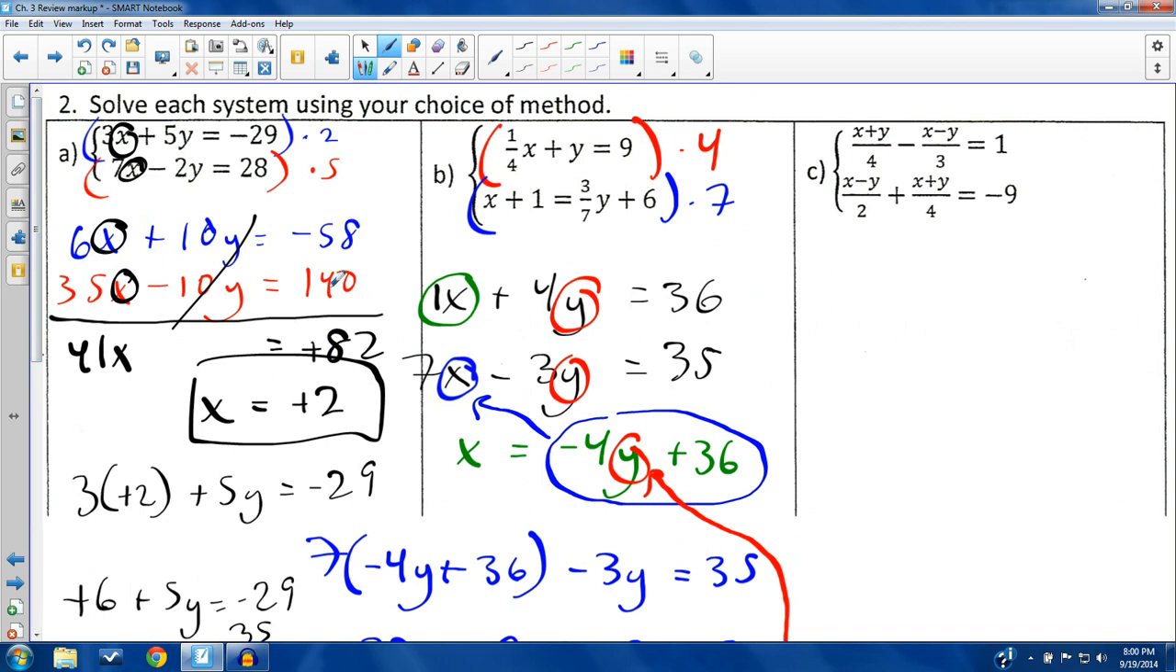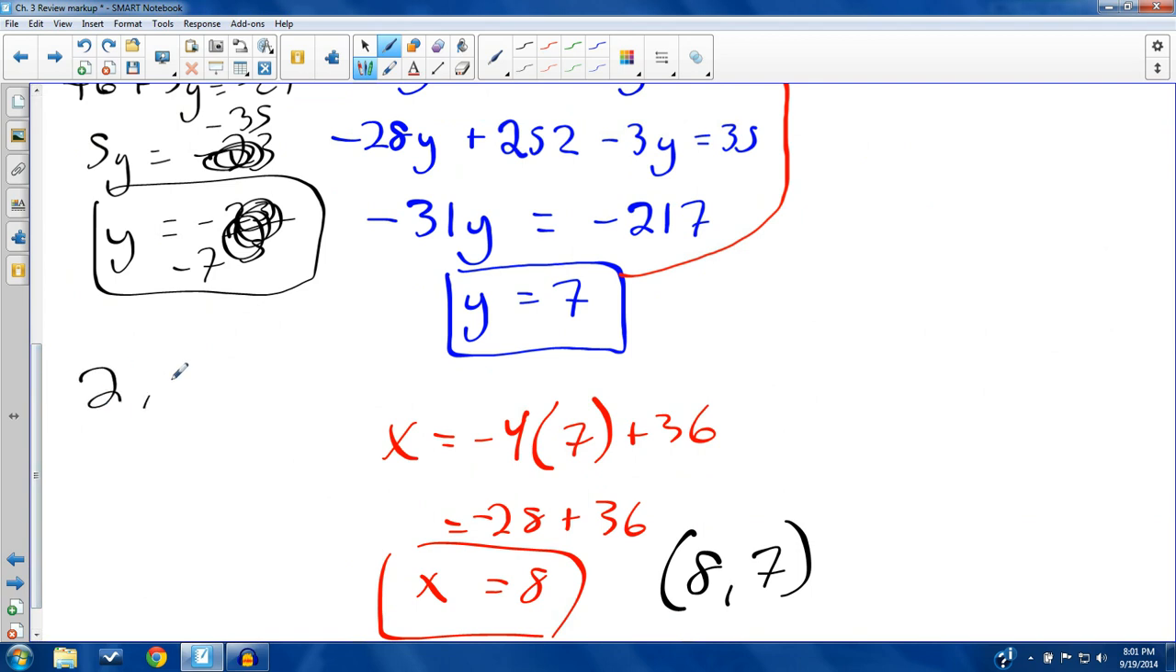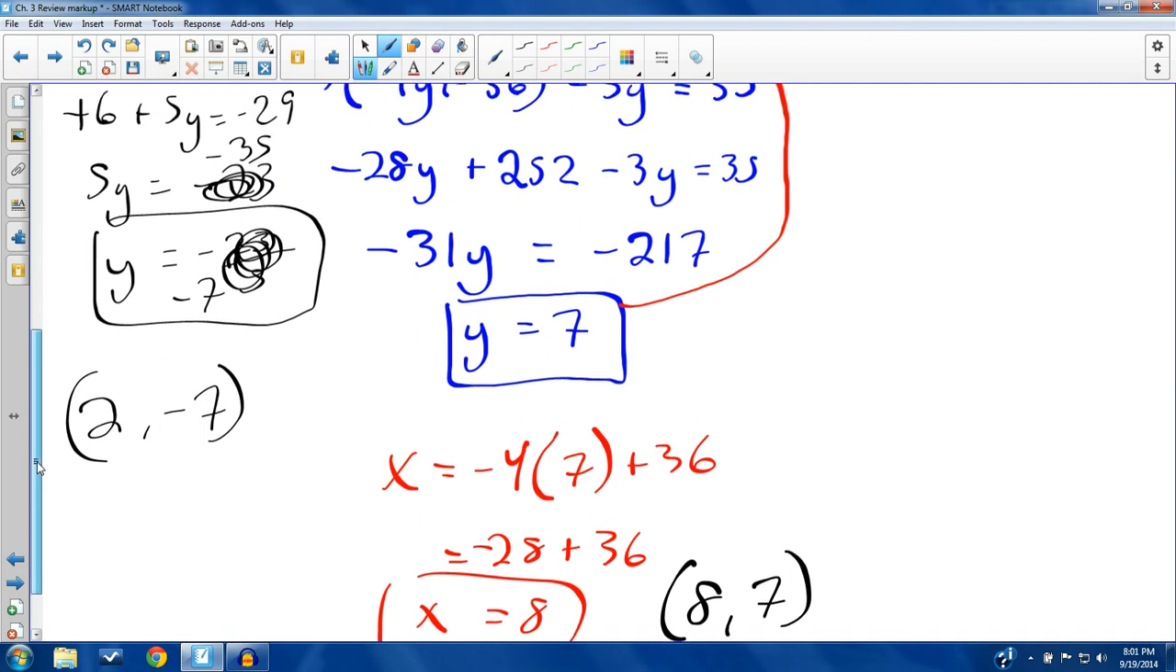And I just tested my Algebra 1-2 students on this kind of stuff. Make sure you don't screw that stuff up. Okay, so my ordered pair there is 2, negative 7. And again, that means that when these lines intersect, they intersect at that point on a graph.